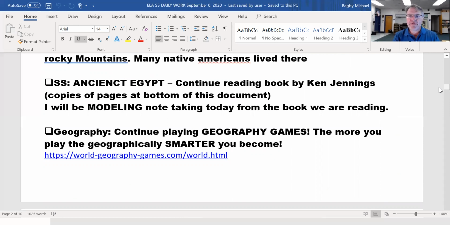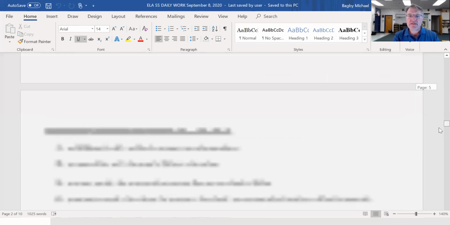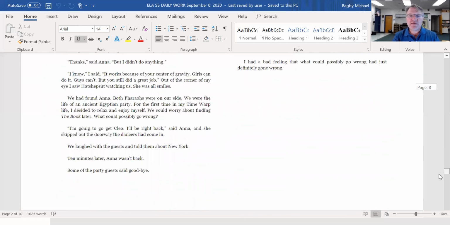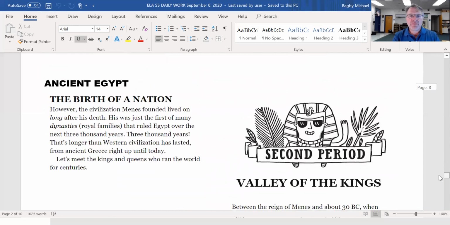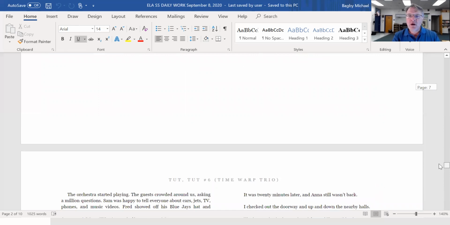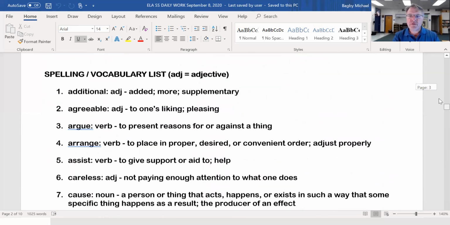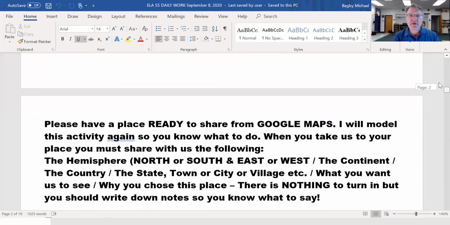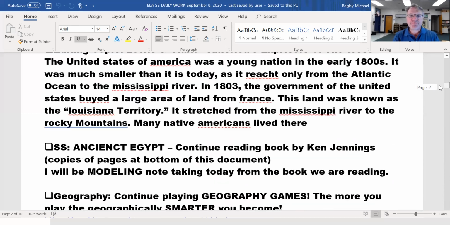We will read it together, but I will be modeling note-taking today from the book we are reading, this book, The Birth of a Nation, Ancient Egypt, and we'll be reading these pages. So I'll just show you some techniques on how to pull notes from what you're reading and keeping them organized.